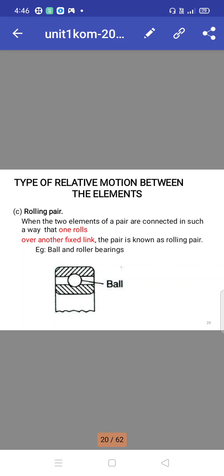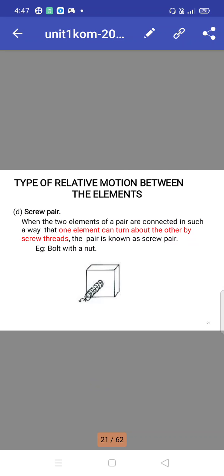Then the third one, rolling pair. When the two elements of a pair are connected in such a way that one rolls over another fixed link, the pair is known as rolling pair. Ball and roller bearing is an example for rolling pair. Then the next one is screw pair. When the two elements of a pair are connected in such a way that one element can turn about the other by screw threads, the pair is known as screw pair. Bolt with nut is an example for a screw pair.